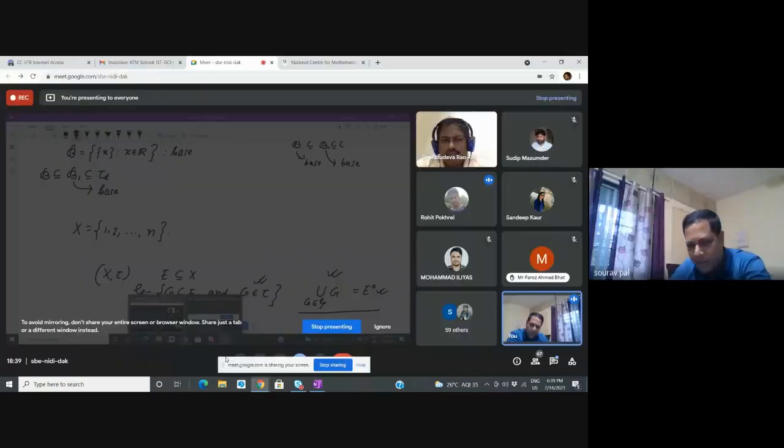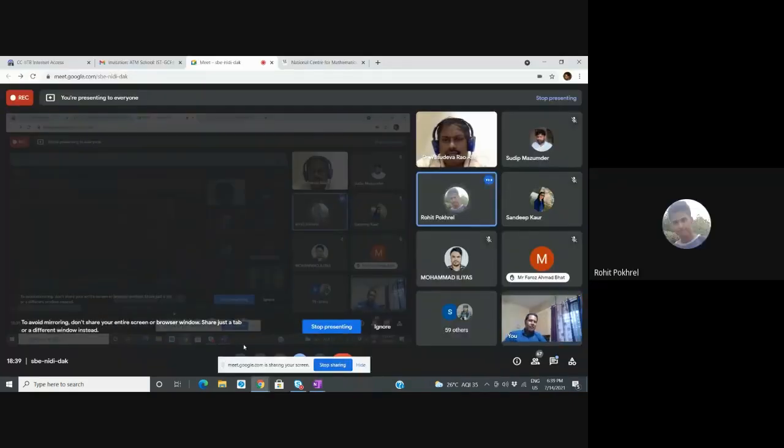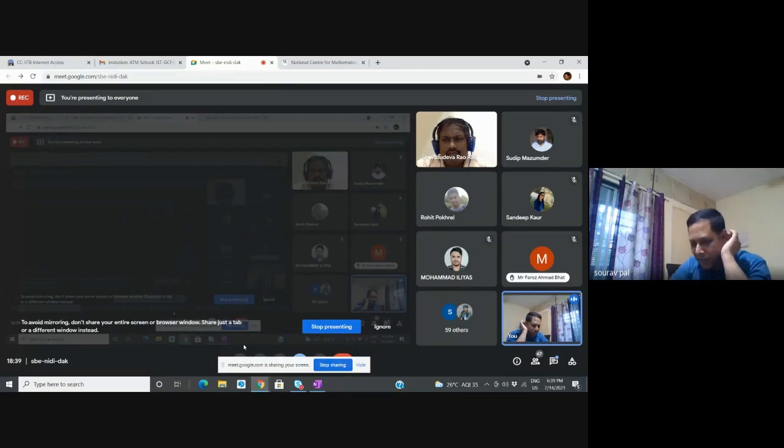Yes, you are correct. Maximal, yes. You can apply Zorn's lemma. Zorn's lemma can be applied to any collection of sets where you have a partial order relation in terms of containment. One set is less than or equal to another set if it is contained in that set. Yes, Zorn's lemma can be applied. Any other question, please?